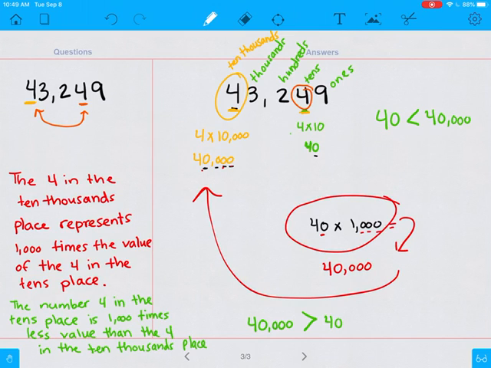So let me show you that. So look, we've got ones, tens, hundreds, thousands, 10,000s. So every time you hop over, you're increasing the value by 10.